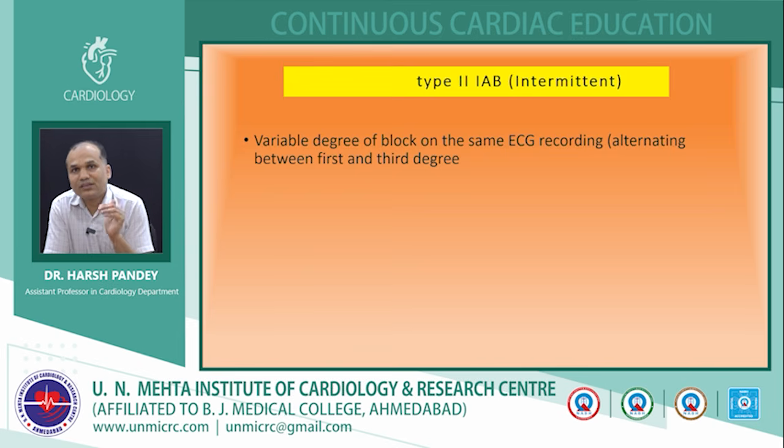In type 3, it is termed an intermittent interatrial block. So there will be a variable degree of block on the same ECG recording. The finding will alternate between the first degree interatrial block and the third degree interatrial block.